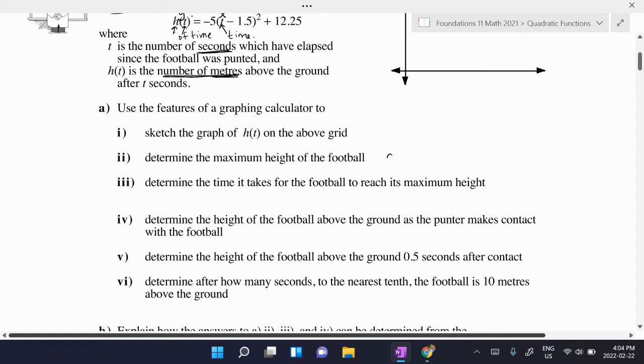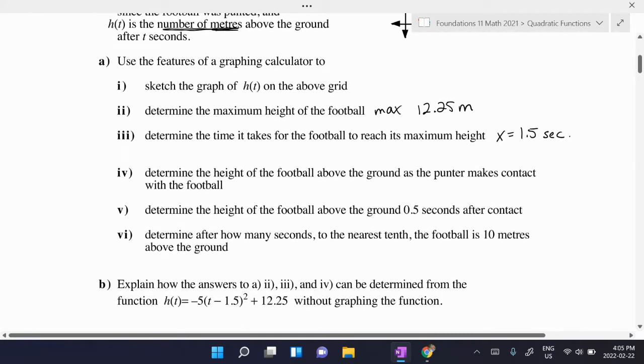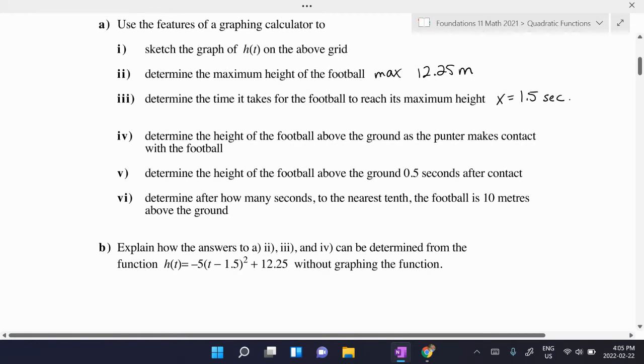Determine the maximum: 12.25, I think, meters. Determine the time it takes for the football to reach its maximum. That is your x value. So x was equal to 1.5 seconds. Determine the height of the football above the ground as the punter makes contact with the football.